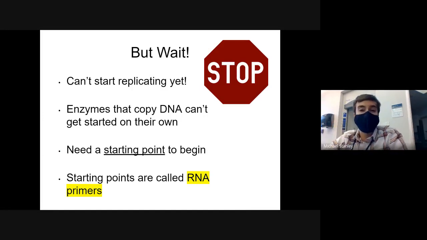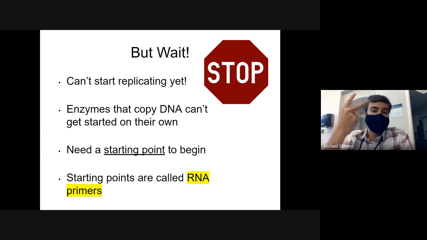The enzymes that copy DNA also need their own little starting blocks. They need these starting points in order to begin that copying process. They can't just start adding bases out of nowhere. Luckily, after helicase comes through, we have a second enzyme that comes along and puts down these little starting points that are called RNA primers.